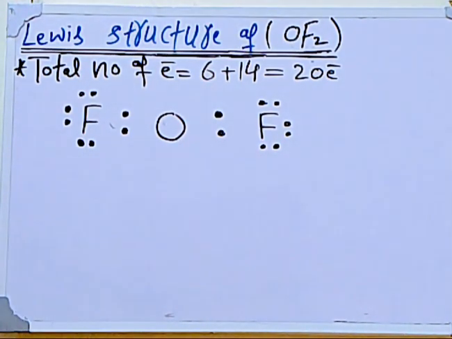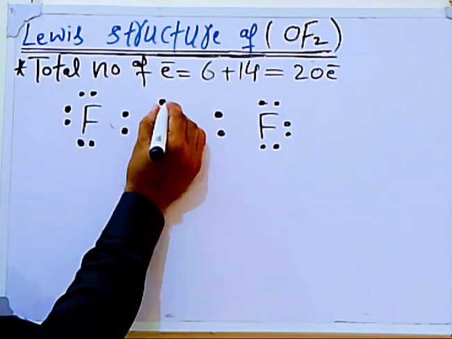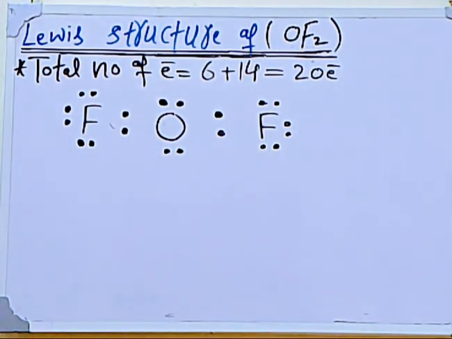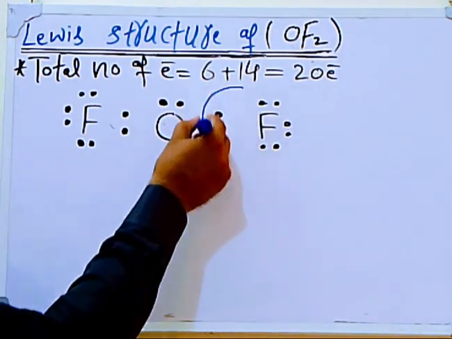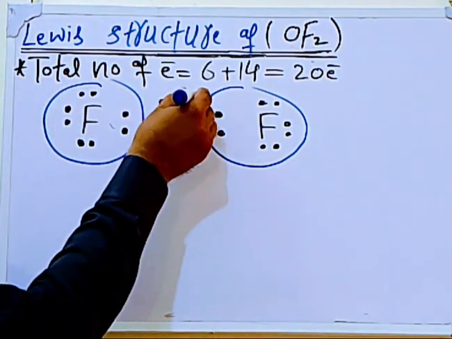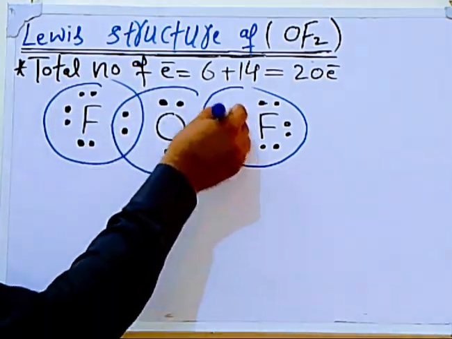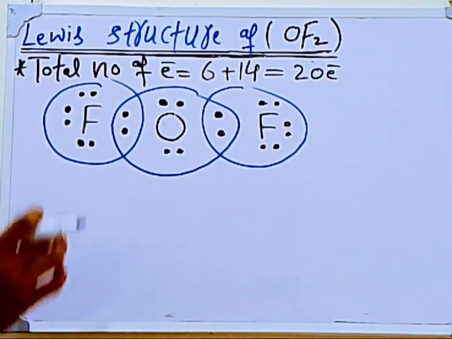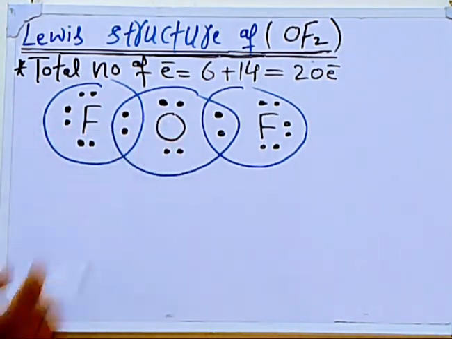The remaining 4 electrons: 2 of them are present above the oxygen and 2 of them are present below the oxygen. So students, in this way, fluorine completes its octet, the other fluorine completes its octet, and oxygen also completes its octet. So a single covalent bond is present between each fluorine and oxygen.